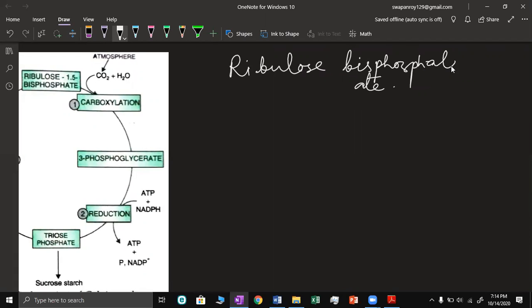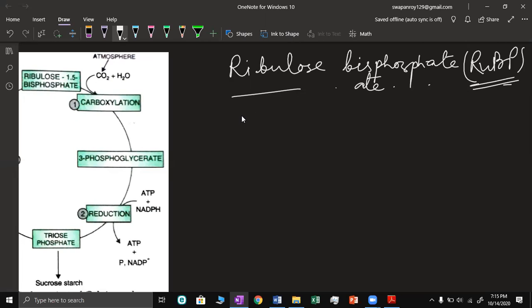Ribulose bisphosphate. This is also known as RUBP. This ribulose bisphosphate is the compound which initiates the process of dark reaction. This ribulose bisphosphate absorbs carbon dioxide. So the acceptor of the carbon dioxide is RUBP.